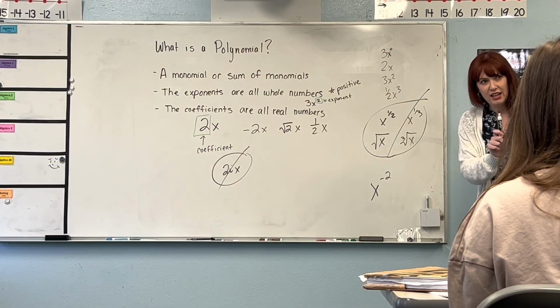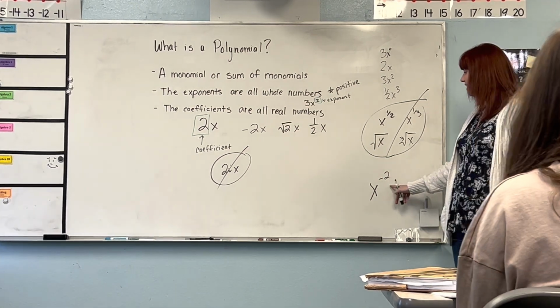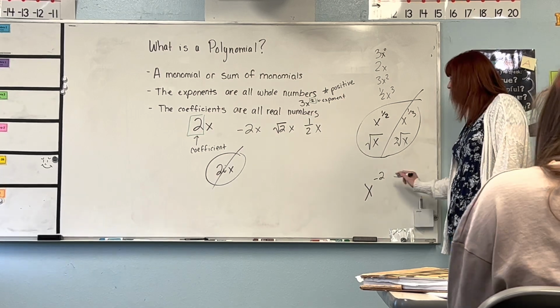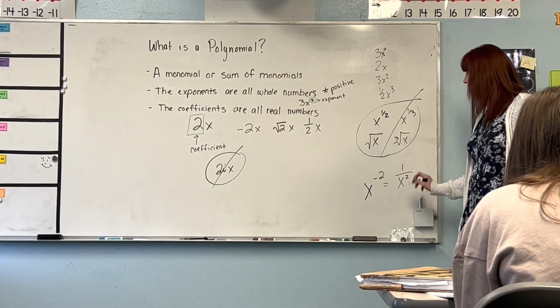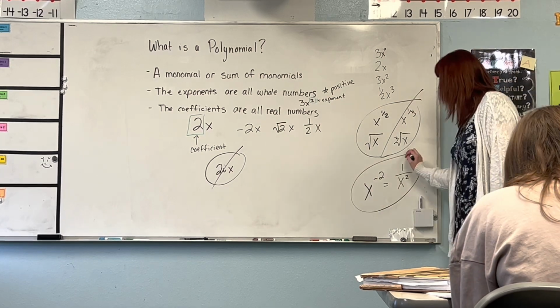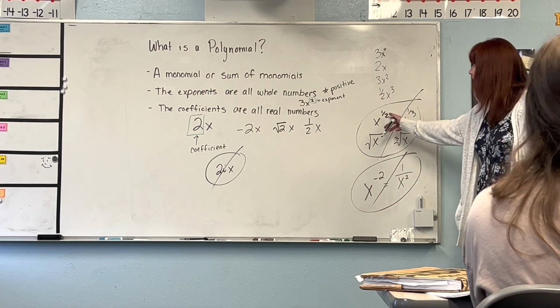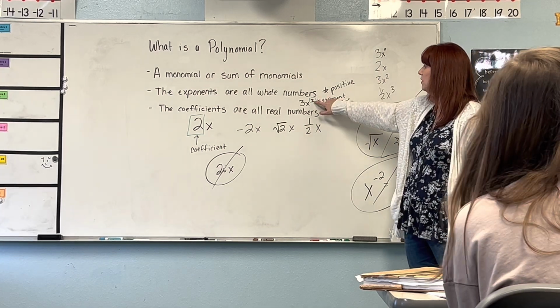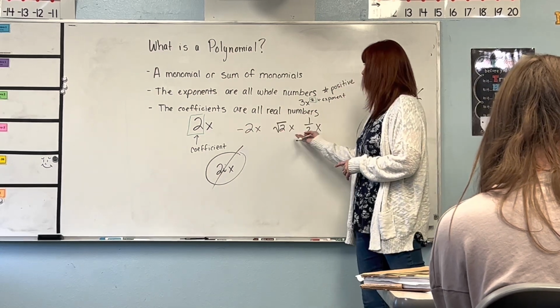Exponent rules again. I don't know if anyone remembers. Anyone remember what a negative exponent does? It makes it the reciprocal, which makes it 1 over x squared. So that is why this is not a polynomial. Exponents have to be just a plain old little number like that. But the coefficient can be weird, as long as it's not imaginary.